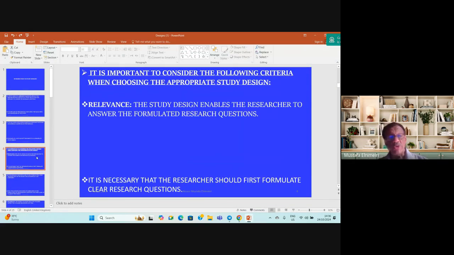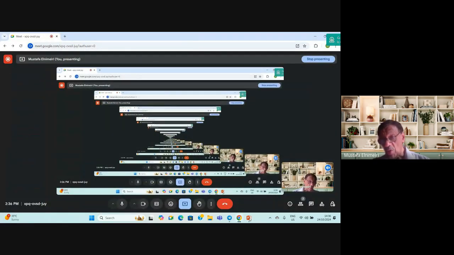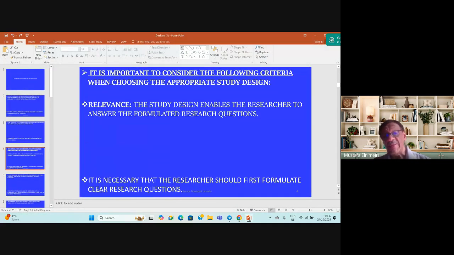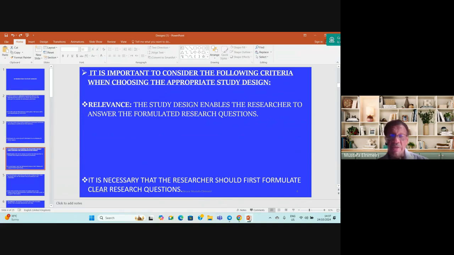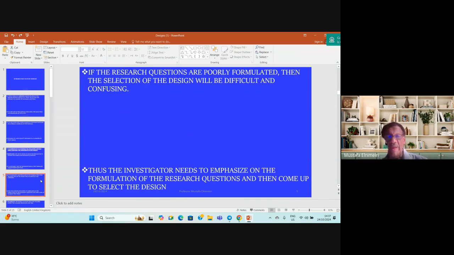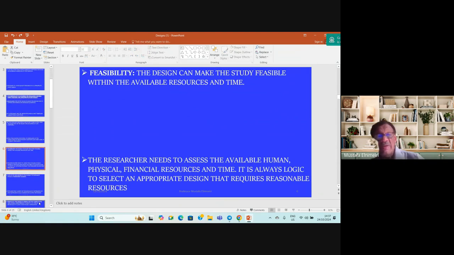It's important to consider which criteria you have to care for while selecting the research design. First of all is relevance: the study design should be relevant in the sense that it will enable the investigator to answer the formulated research questions. On the other side, it's necessary that the researcher first formulates clear research questions. If the research questions are poorly formulated, then the selection of the appropriate design will be difficult and confusing for the researcher. Thus, the researcher needs to emphasize the formulation of the research question, and after that, it will be easier for him or her to select the appropriate design that will enable him or her to answer the research questions.